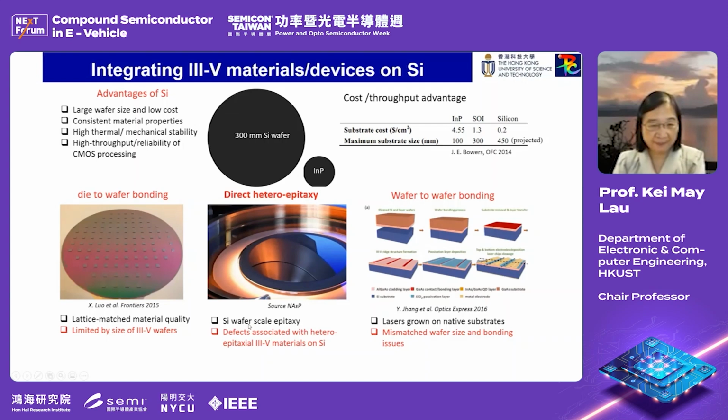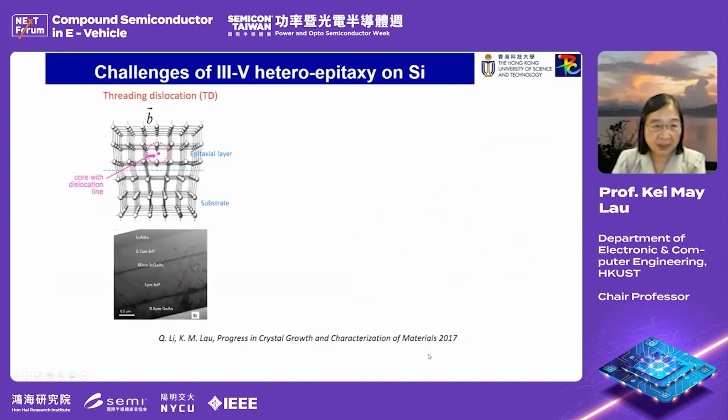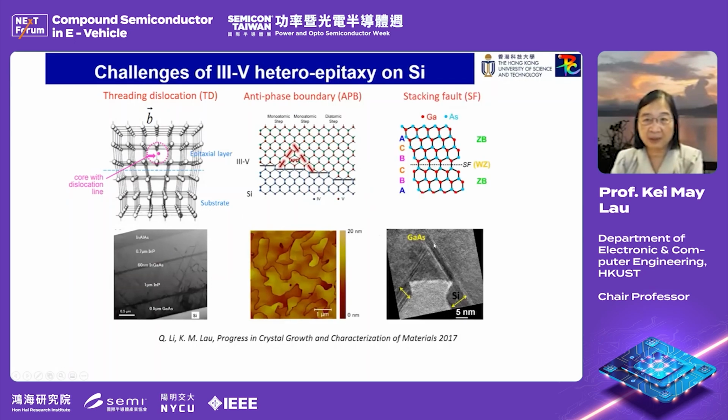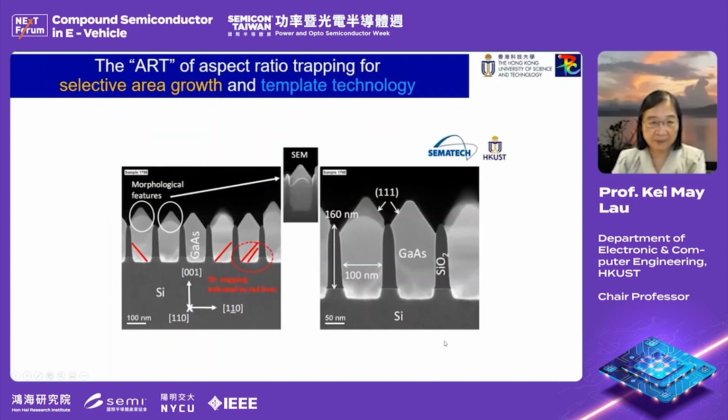These are the defects that you have to solve, and these are the problems people are facing with these different technologies. So when you do heteroepitaxy, you're going to deal with the threading dislocation, you're going to deal with the anti-phase boundary, and you have to deal with the stacking fault. And we have seen all this, and you can find the details in our review paper a few years ago.